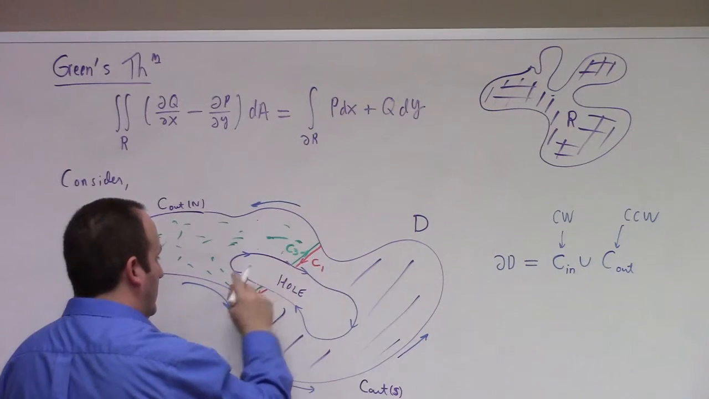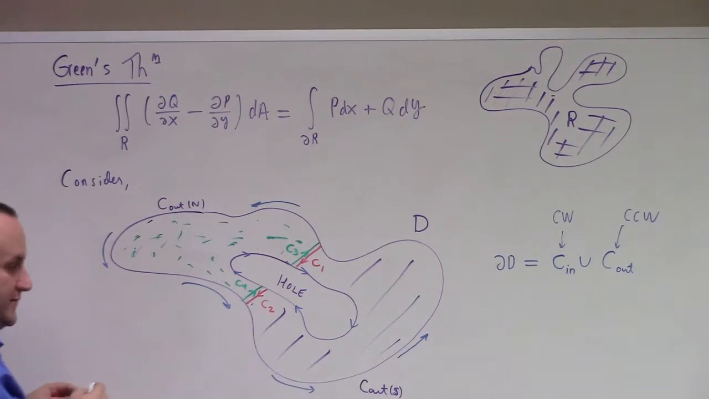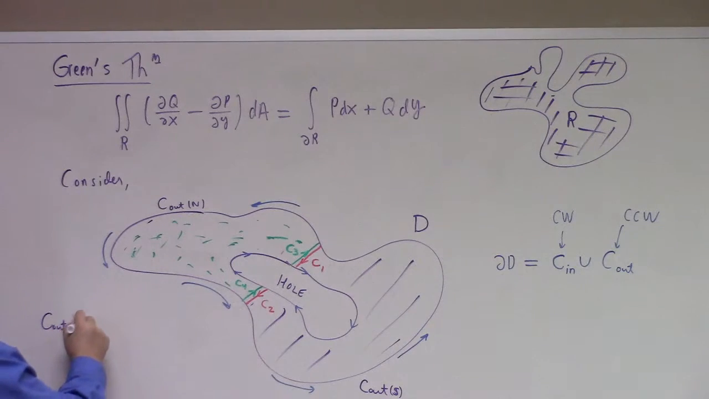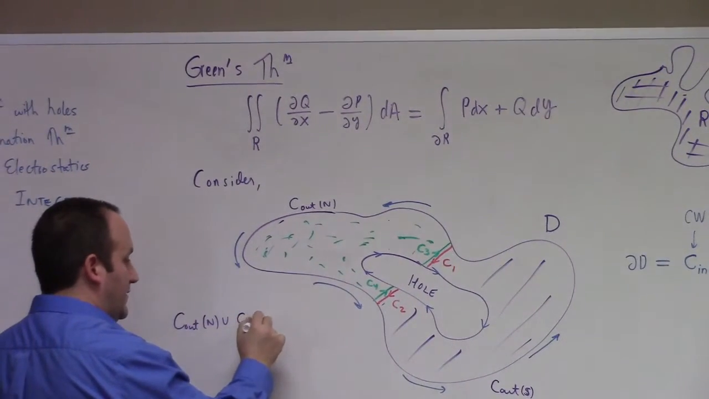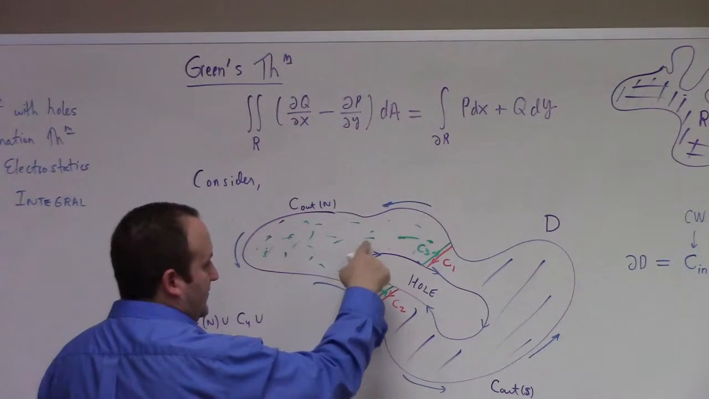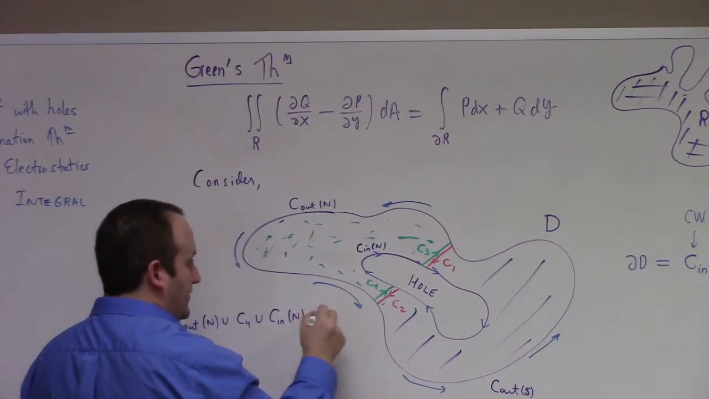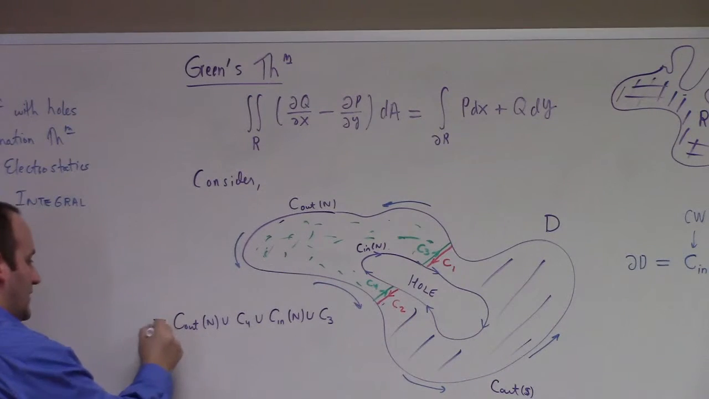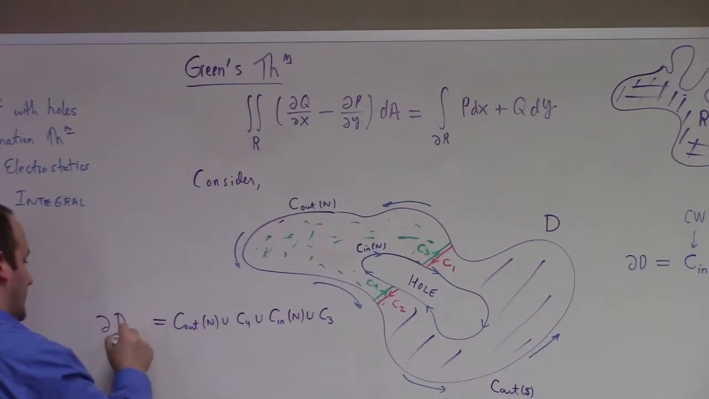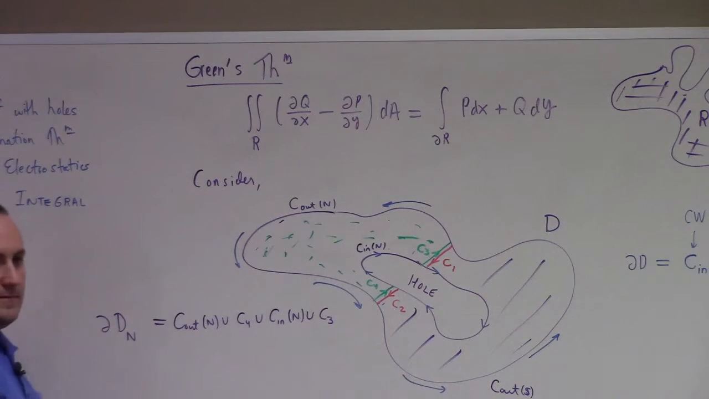Are you guys with me? So if you look at C out, the north piece, unioned with C4, unioned with, oh, I need a name for this inner piece too, don't I? This is C in, the north piece of the inner curve. Union with C3, this is the boundary of the north piece of the region, let's say. And that's a counterclockwise oriented boundary of the simply connected northern piece of this kind of weirdly shaped annulus.